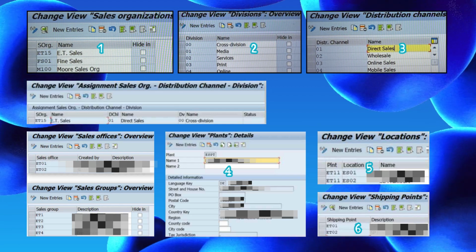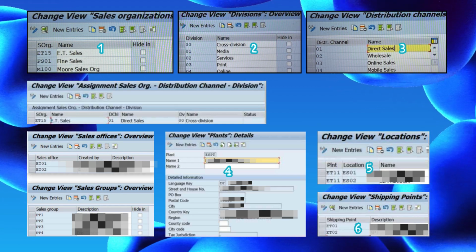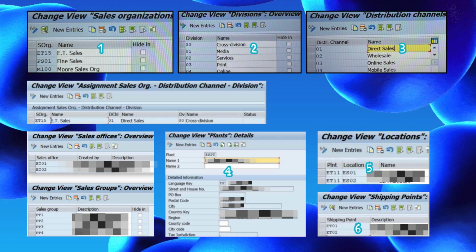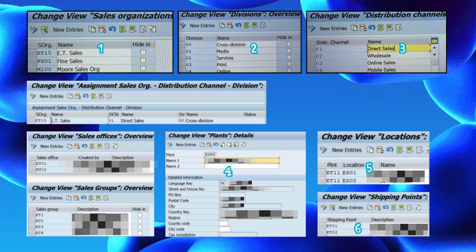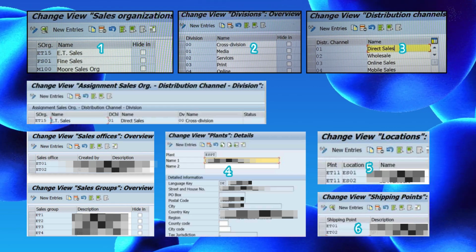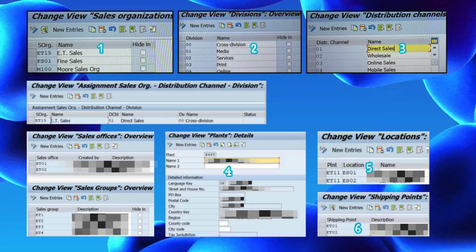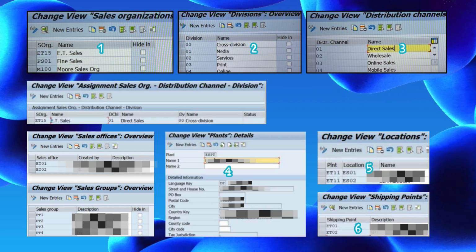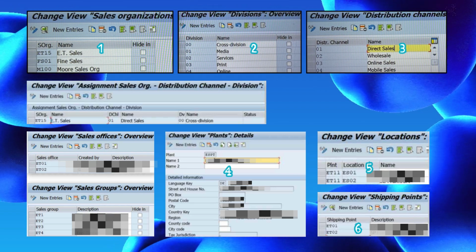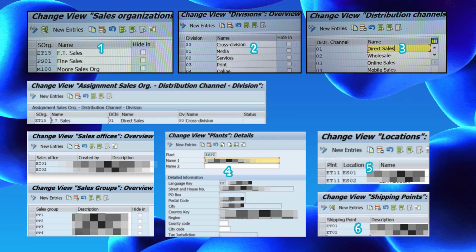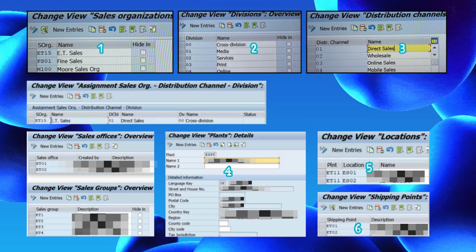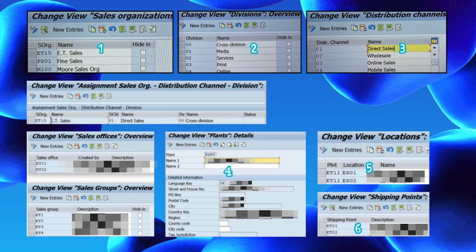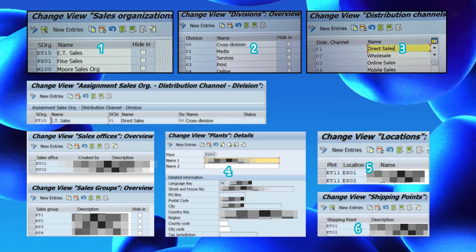A plant can be subdivided into several storage locations to define more precisely where the goods are located. In SAP, storage locations are represented by 4-digit keys. Different storage locations can be named identically in different plants, so only the combination of a plant and a storage location is unique. A shipping point represents the organizational entity where deliveries are processed.